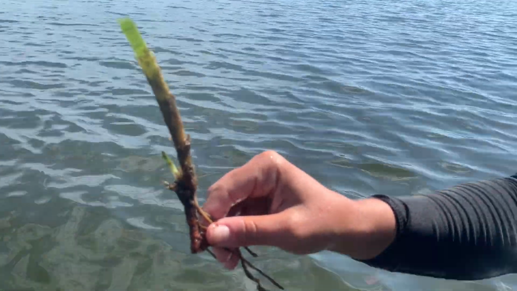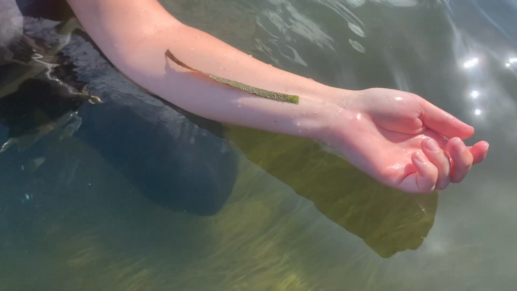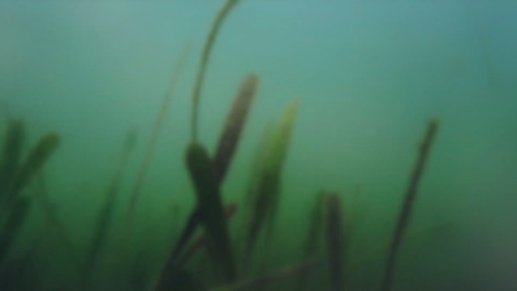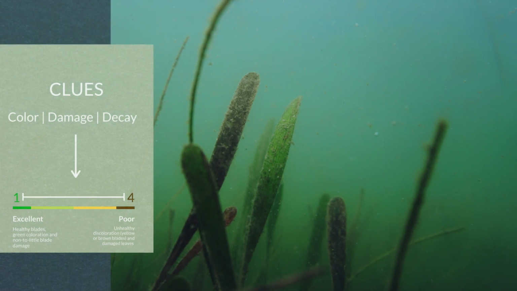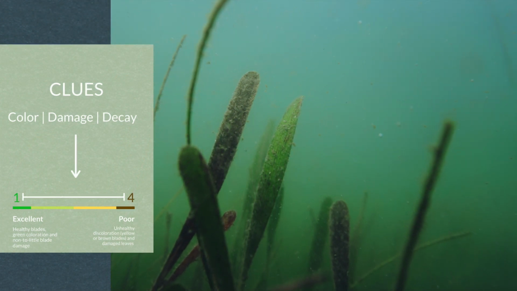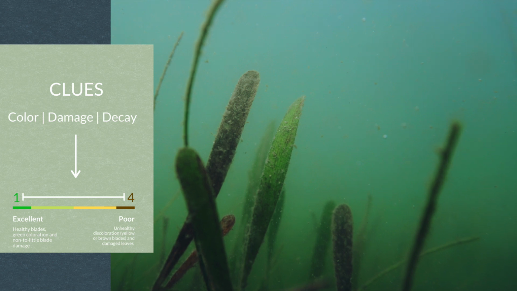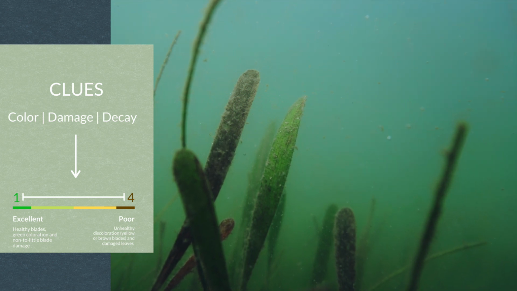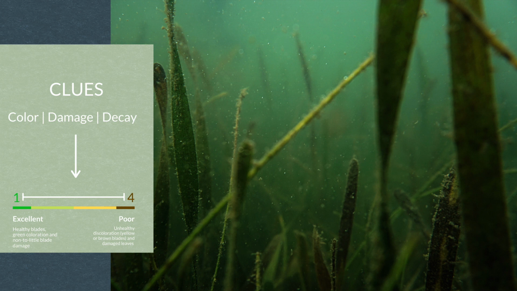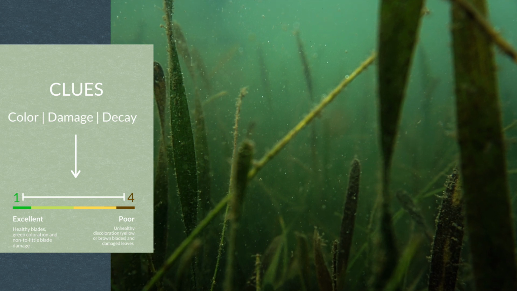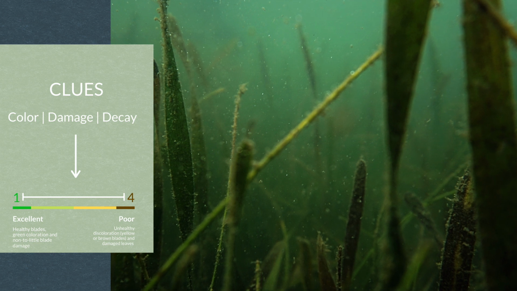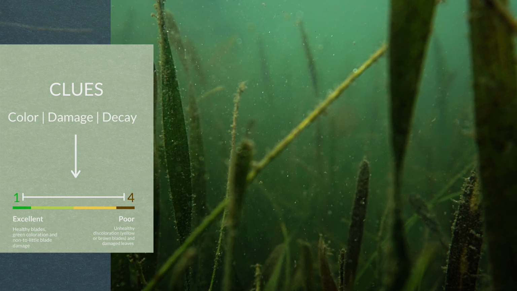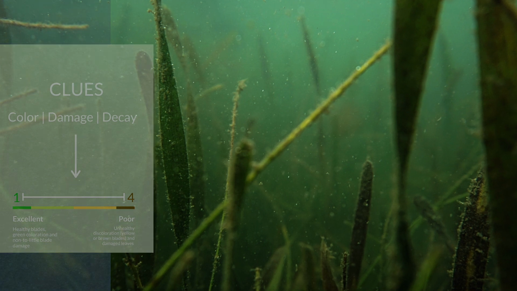In addition to documenting the species present and their abundance in a quadrat, you'll need to describe the condition of the seagrass using clues such as color, damage, or decay. Appearance of seagrass is subjectively rated on a scale of 1 to 4. 1, with a rating of excellent, indicates healthy-looking blades, appropriate green coloration, and none to little blade damage. At the other end of the spectrum, a 4 would indicate unhealthy discoloration, yellow or brown, of the blades and highly damaged leaves.